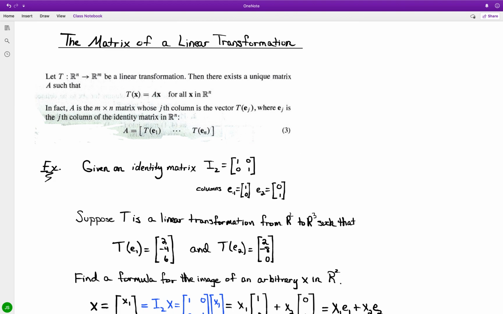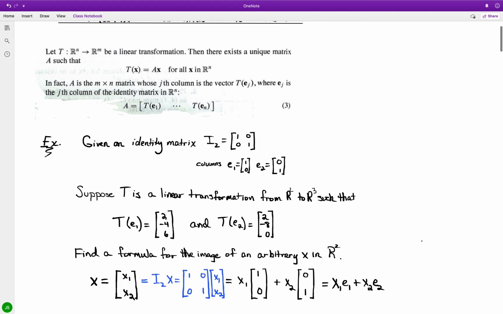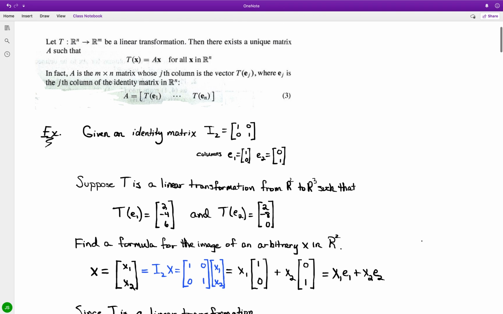The first column we designate as e1. The second column, which consists of 0, 1, we designate as e2. Suppose that the transformation is linear as we go from R2 to R3, such that the transformation of the first column leads to (2, -4, 6), and that of the second column leads to (2, -8, 0). Let's find a formula for the image of an arbitrary x in R2.